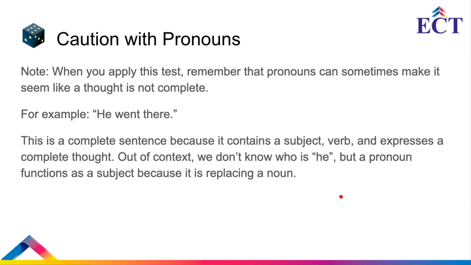Now, there is one caution with pronouns when you are doing a random person test. When you apply this test, remember that pronouns can sometimes make it seem like a thought is not complete. So, for example, if I go and tell somebody that he went there, even though this is a complete sentence because it has a subject and a verb, and it makes complete sense that someone went somewhere, if you go to a random person and say he went there, they may not understand who is he. But at least we as adults understand that pronouns are basically a replacement of a noun, and therefore we consider that okay, fine.